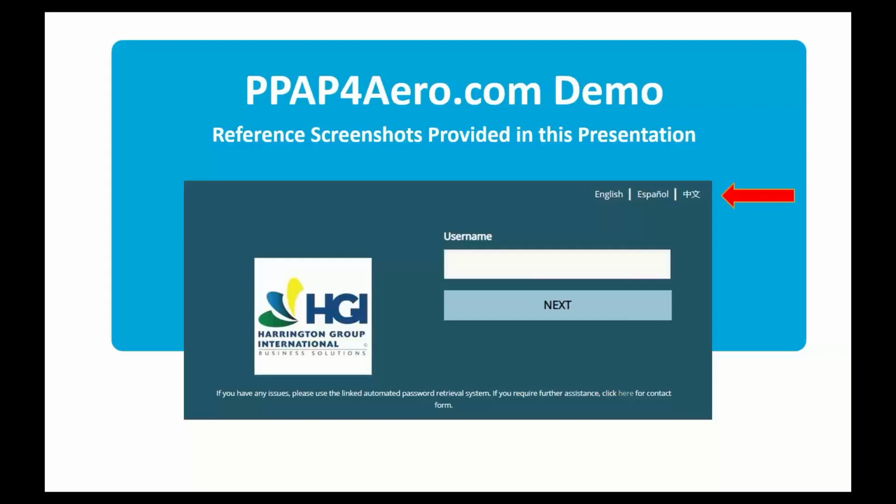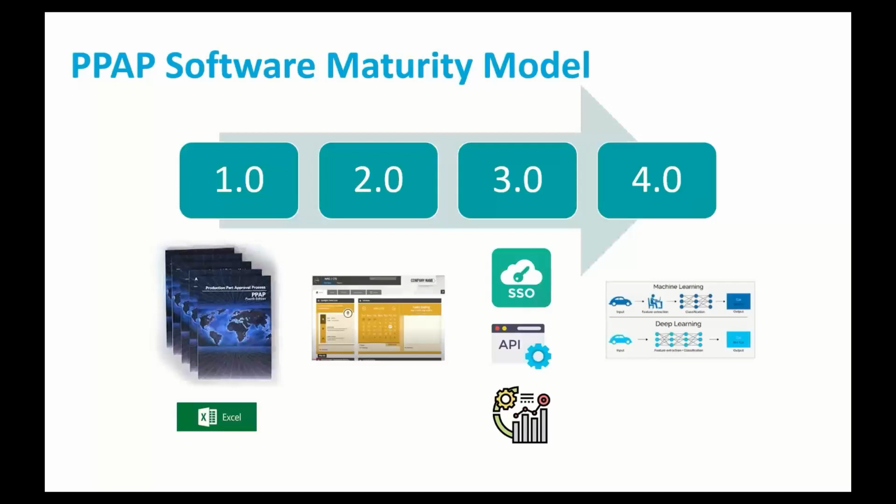So I also want to share with you some other things that Harrington Group's working on. And everyone's talking about 4.0 this and 4.0 that. So I guess I had to jump on that bandwagon. And here's where I see the PPAP software maturity model. We're at 1.0. We got a bunch of people using spreadsheets. And when I say a bunch, I'm talking about 80%, 95% using spreadsheets. So the demo I showed you was, well, let's go to 2.0. Let's get off spreadsheets and do something that's better, but not too complicated.